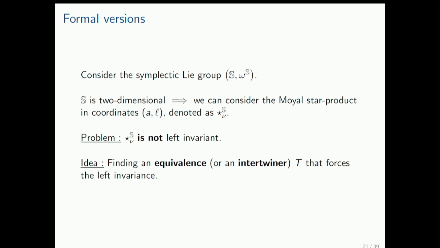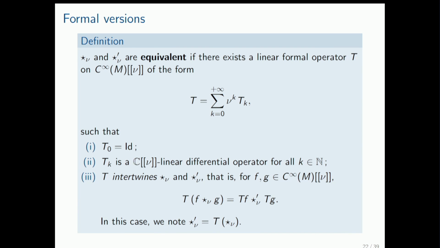But the main ingredient, and it's important to define it for the rest of the presentation, is to find what we call an equivalence or an intertwiner, that will change one star product, namely here the Moyal one. But remember, Moyal is adapted to the flat case, not for S. The idea is to start with the Moyal product, which is not S left invariant, and then to modify it by means of an operator called an equivalence in order to give rise to the left invariance. So this is the definition of an equivalence.